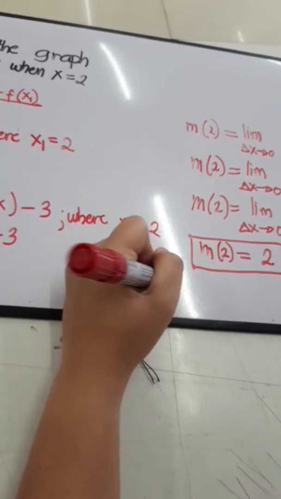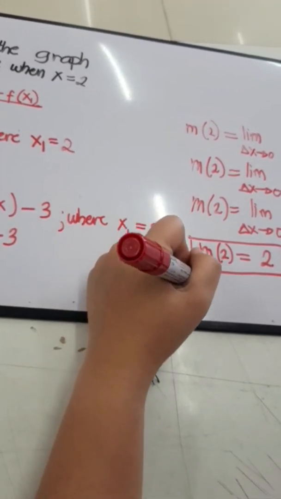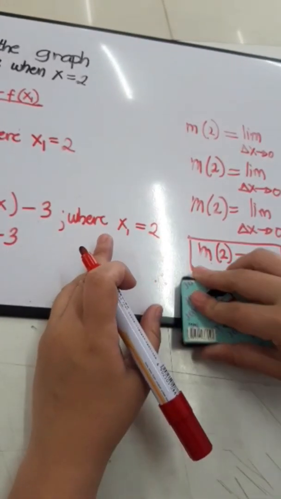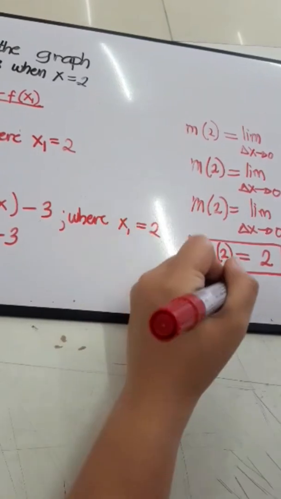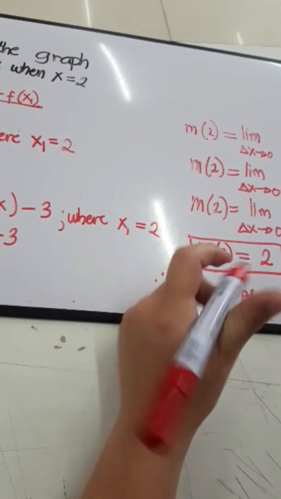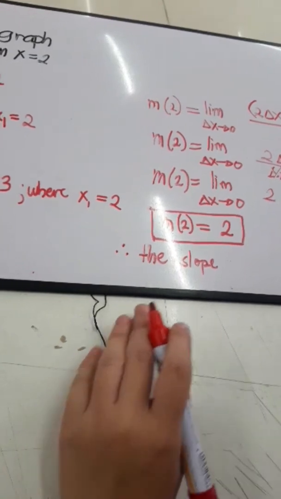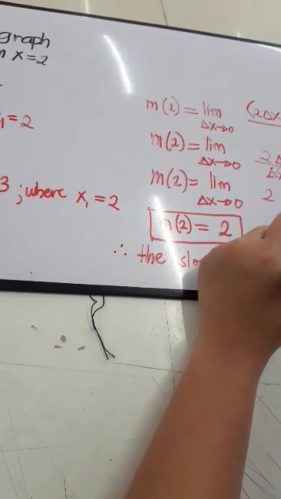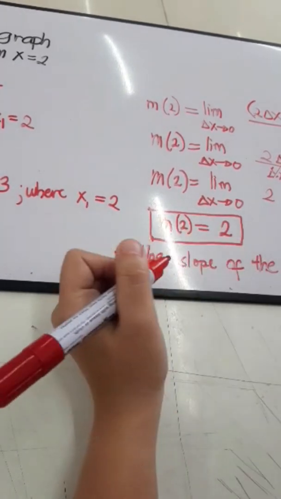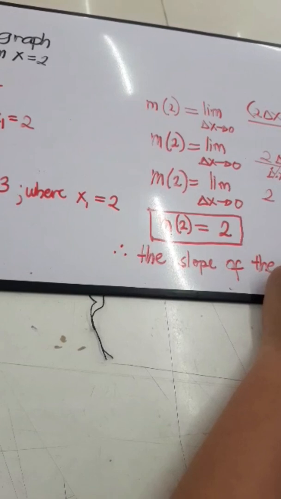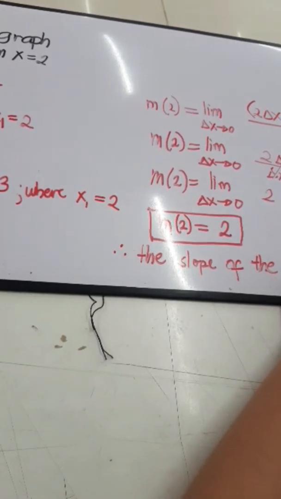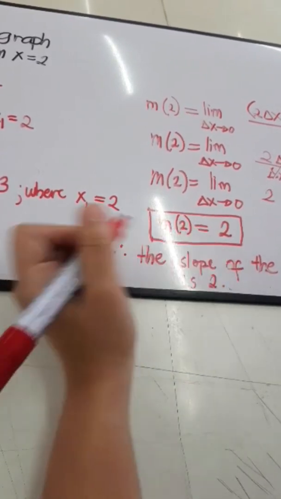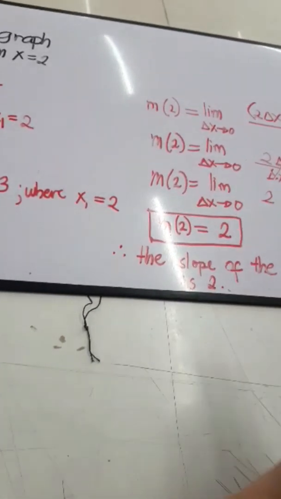So therefore, the slope of the graph of 2x minus 3 is 2. Okay?